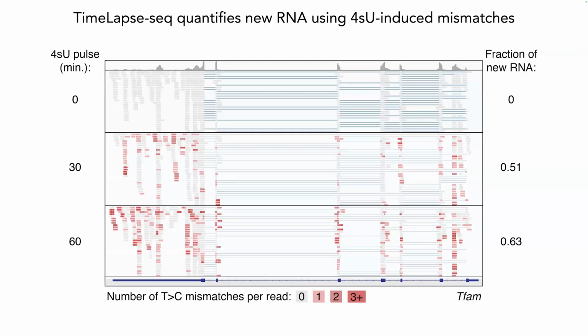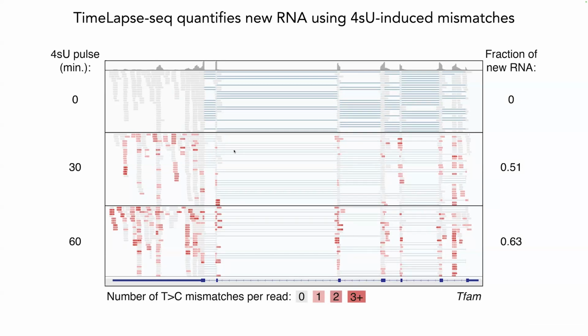But at the end of the day, what you get per gene is an estimate for the fraction of new RNA as a function of the 4SU pulse. And so you can see that here for the gene TFAM, where the color here is indicating the number of T to C mismatches per read.